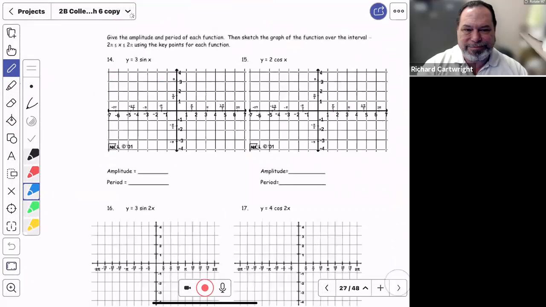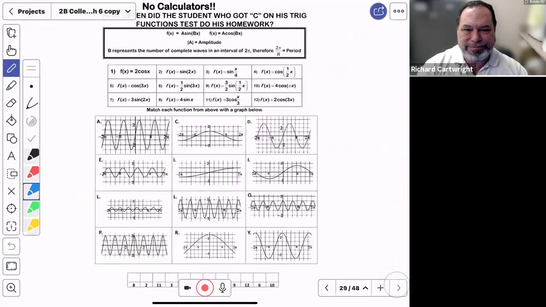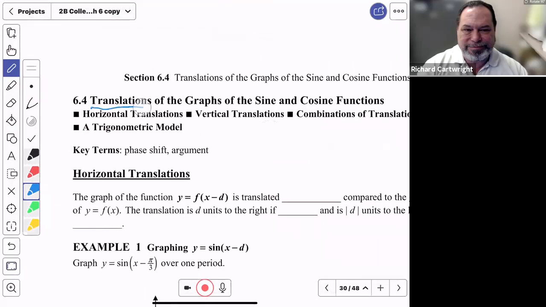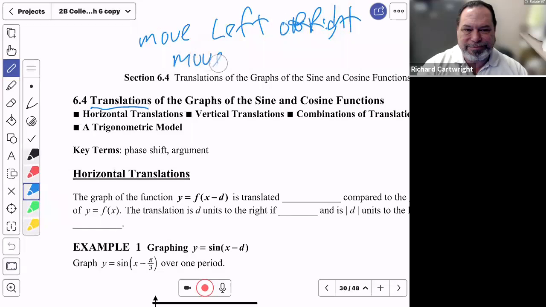Let me move on to the actual lesson for today. We are doing translations. That means we are moving left and right, or, I should say the word or, can't do both, moving up or down. Same rules apply. That's the horizontal, that's the left and right. This is your vertical, that's your up and down.